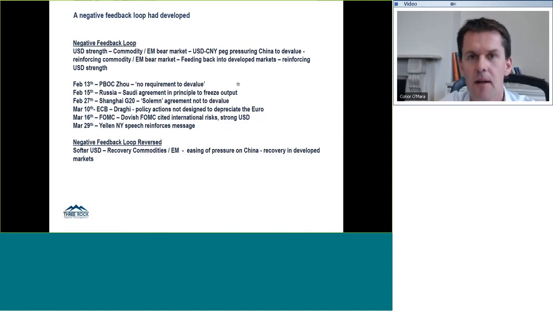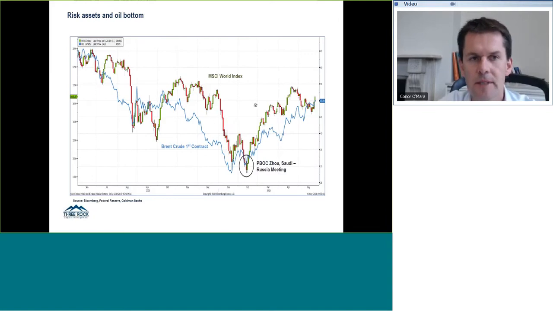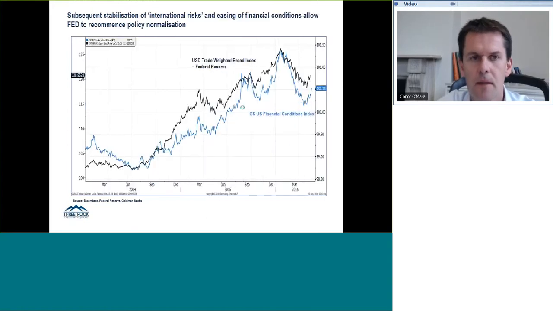A softer dollar allowed commodities, EM, and energy to recover, eased the pressure on China, and allowed a recovery in developed markets. So for risk assets and oil, the bottom coincided to the day virtually with Zhou on Feb 13th and the Saudi-Russia meeting. You can see the recovery there. So the consequent stabilization of international risks and easing of financial conditions now allows the Fed room to recommence policy normalization.